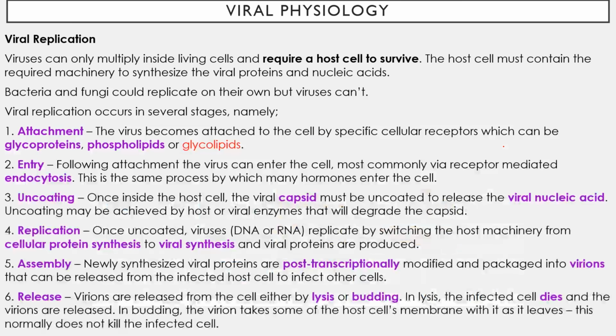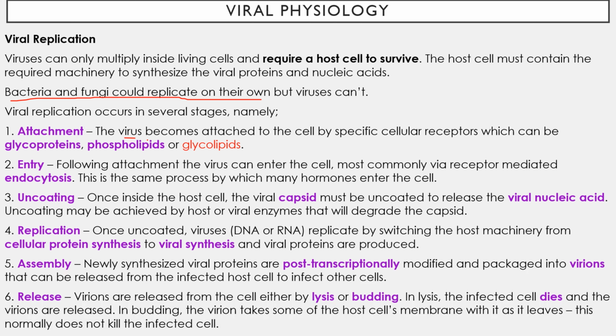Now let's talk about viral physiology. Let's start with viral replication, class. Viruses can only multiply inside a living cell. They require a host cell to survive. The host cell must contain the required machinery to synthesize the viral proteins and nucleic acids. So take note, if you want to differentiate viruses from bacteria in terms of replication, bacteria and fungi can replicate on their own. Now, viral replication occurs in several stages, namely the first one, attachment, class.